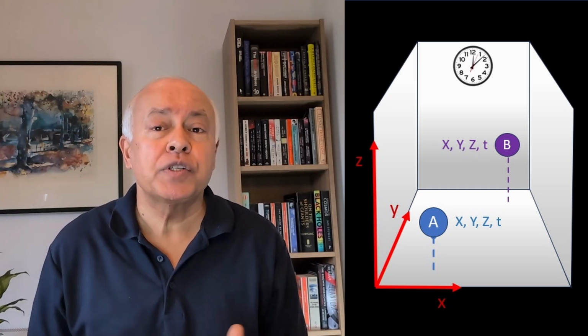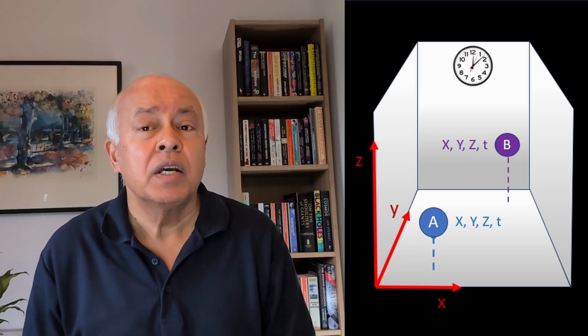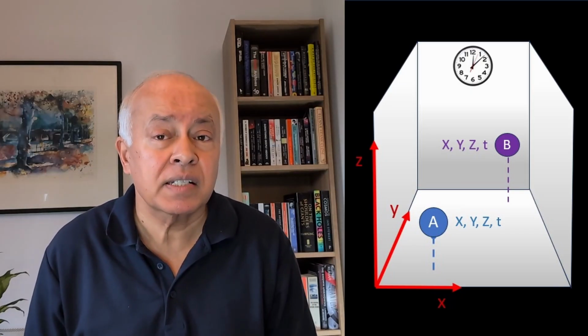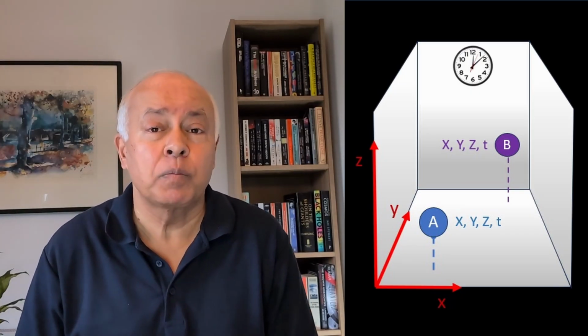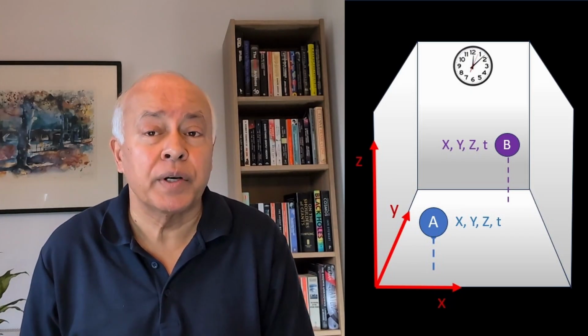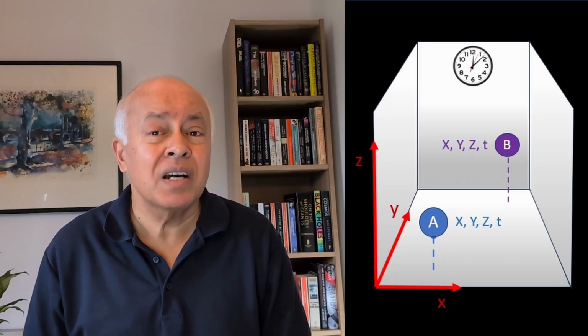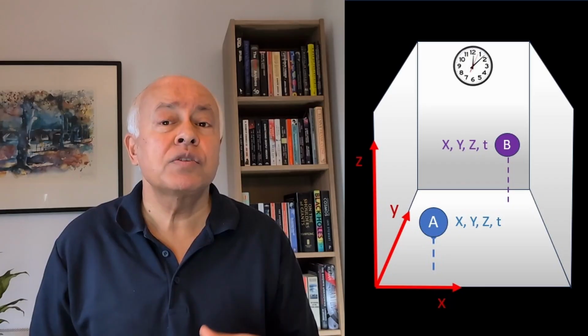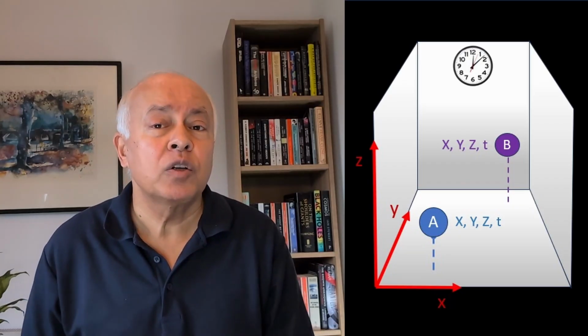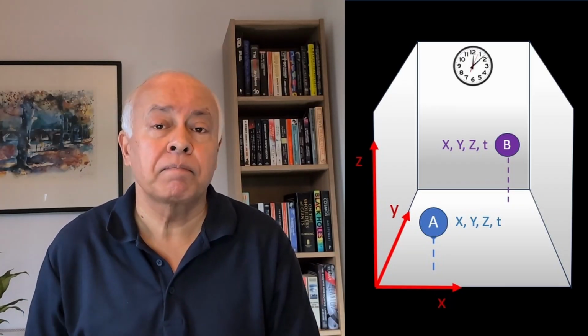We can all agree on the position of an object in this room because the walls of the room are fixed, and we can all measure the position of an object with reference to a fixed point of the room. And we can also all agree on what time it is because there is a universal clock fixed to a wall, and we can all see the same time.